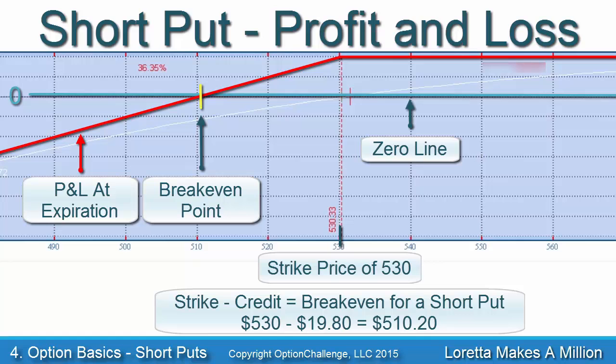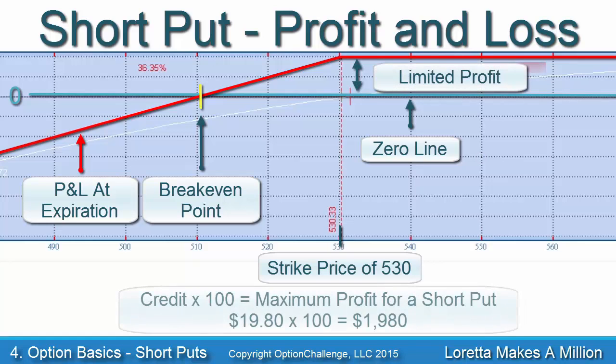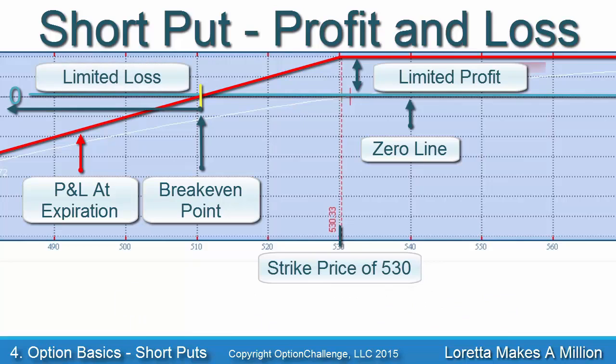We want the price of the underlying to go up. The profit of a short put is limited to the credit received times 100 units of the underlying. In this case, the maximum profit is $1,980. $19.80, the credit received for selling the put, times 100 shares of Google would equal a maximum profit of $1,980. Short puts have significant risk with limited loss. The loss is limited to the stock price falling to zero.